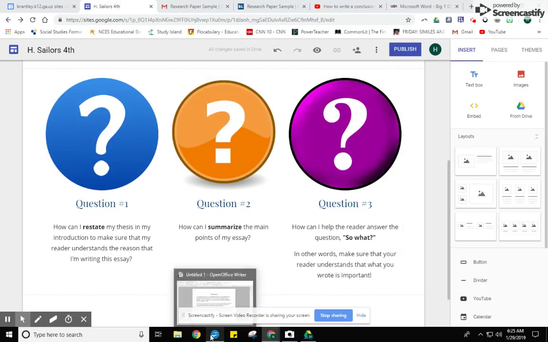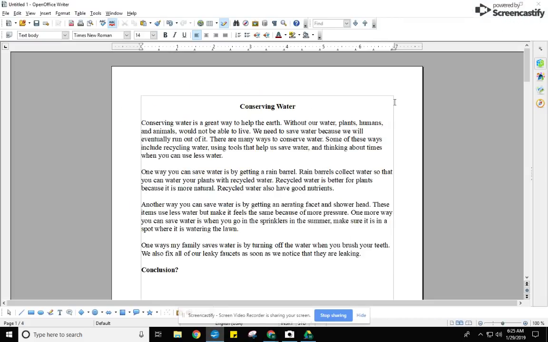So I'm going to take you to this. It should look familiar to you. I think that we've looked at it before. Conserving water. I'm going to read it, show you the introduction right here, these body paragraphs right here, and then we're going to write a conclusion down here. So we'll start at the top.